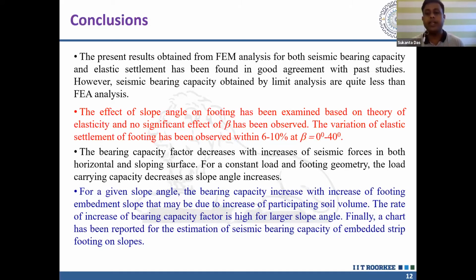That may be because the soil mass participating to support the loads coming from the superstructure is larger compared to shallow depth. As embedment increases, the bearing capacity factor also increases.